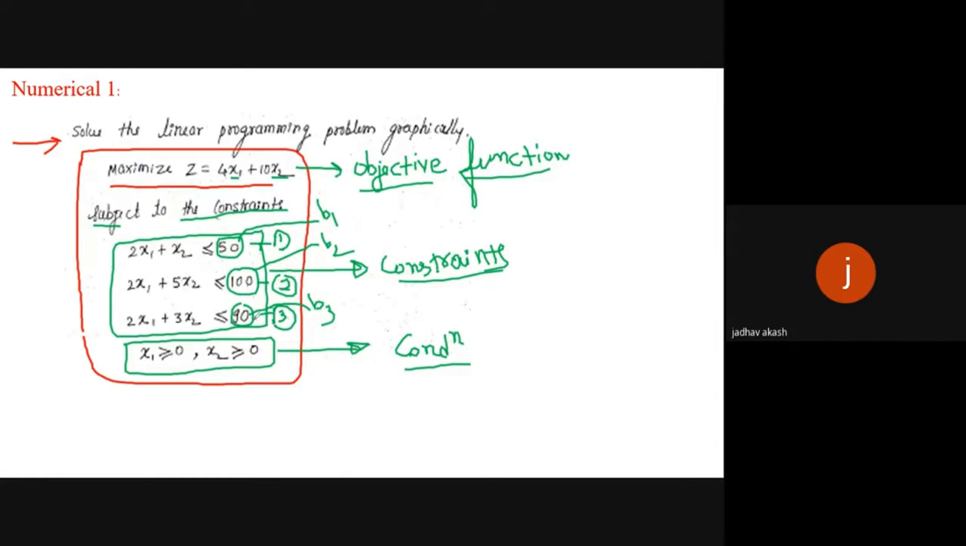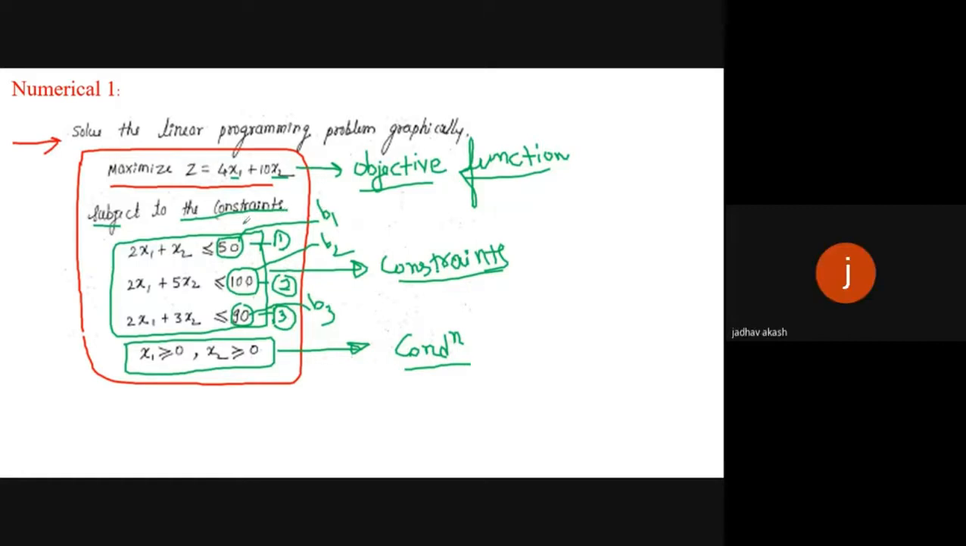Right? I'll repeat again. The LPP is a combination of objective function, then constraints and condition. Then this x1, x2 are variables. This right hand side constant values are called as B values. Everyone has got? Yes, sir. So let us proceed now.